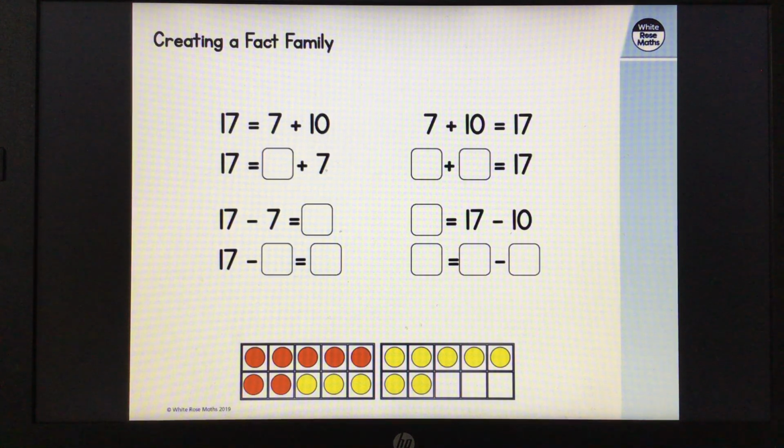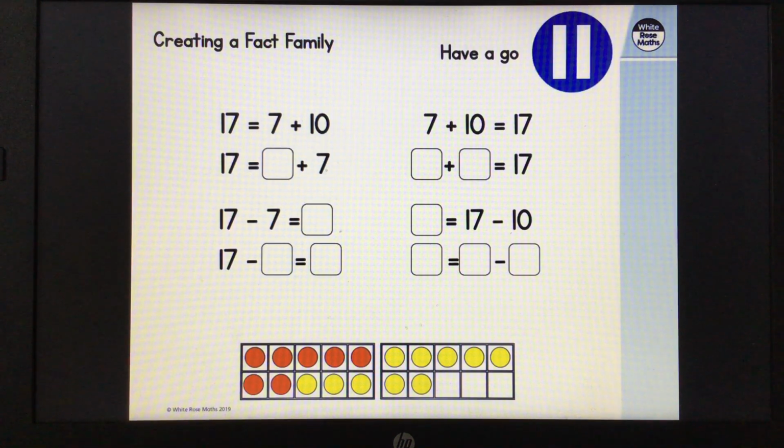Here, our whole is 17, 1 part is 7, that's the red counters, and 1 part is 10, that's the yellow counters. Our top row shows us addition calculations. We started with the whole here, 17, and we've said 17 is equal to 7 plus 10. On the other side, we started with the parts. 7 is a part, and 10 is a part, and 17 is the whole. So swapping where our whole goes allows us to create 8 calculations for each fact family. 4 additions and 4 subtractions.